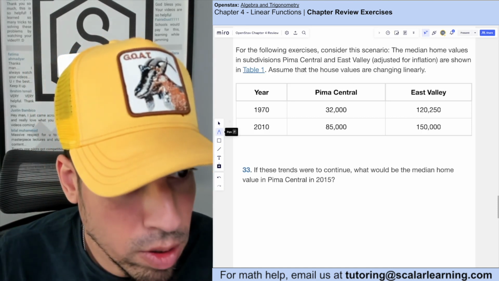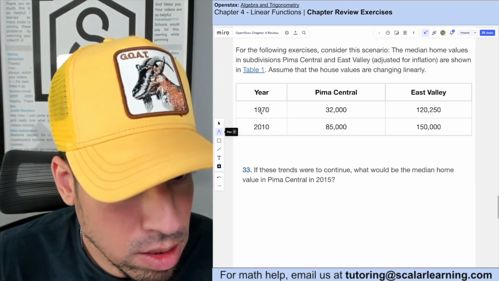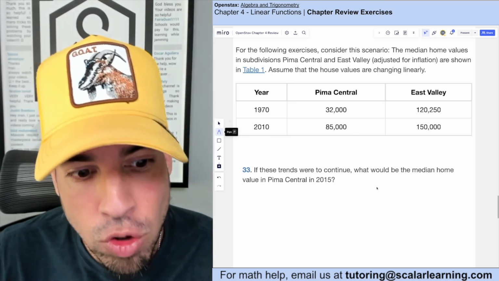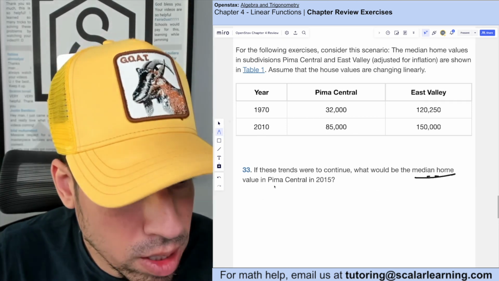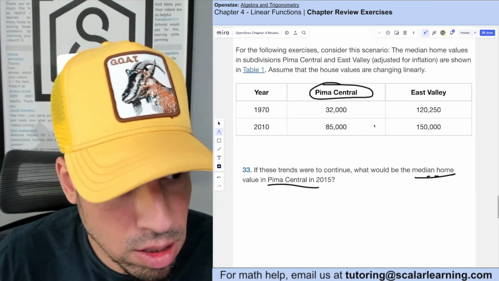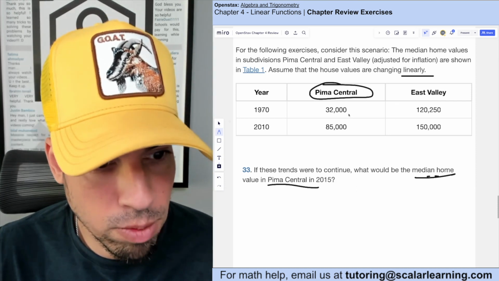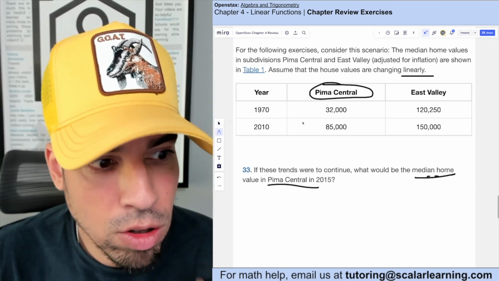For the following exercise, consider the scenario. The median home value in Pima Central and East Valley are shown in Table 1 from 1970 to 2010. If these trends were to continue, what would be the median home price in Pima Central, which is this area? So we're assuming it's changing linearly, so we can make a linear function for Pima Central, and we're going to calculate the slope.